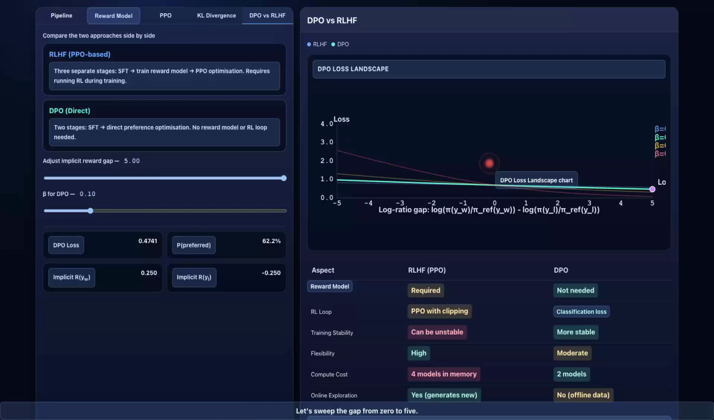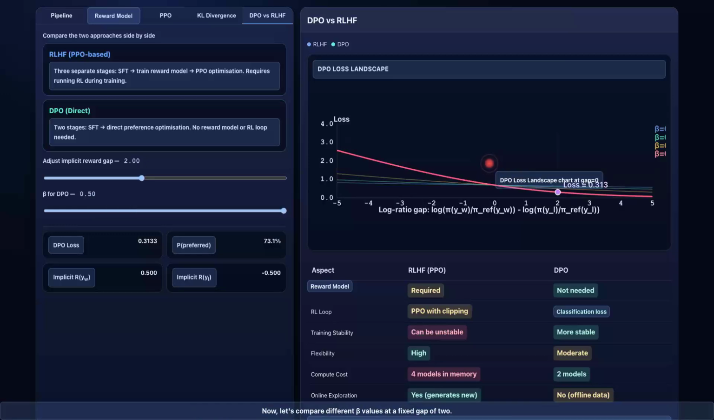Let's sweep the gap from 0 to 5. When the gap is 0, the model can't distinguish between winner and loser, so the loss is maximized. As the gap increases, the policy becomes more confident, and the loss drops towards 0. At a gap of 5, the model is very certain about the preferred response.